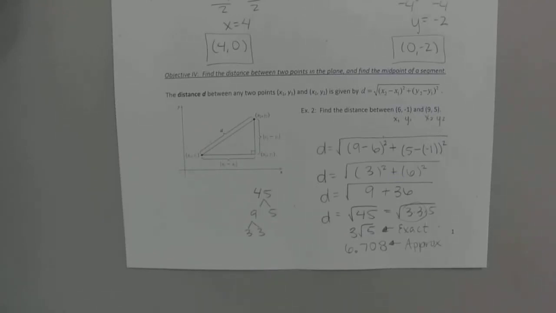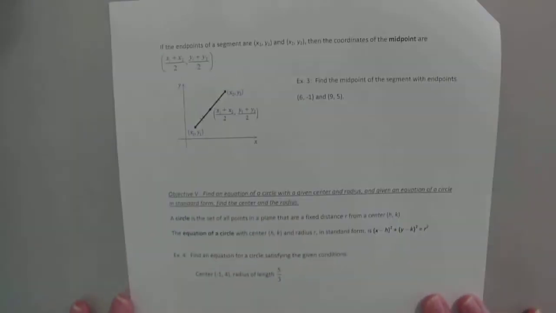Okay. So that is the distance formula. It's coming from that Pythagorean theorem, okay? That's where it's derived from. If there's no questions, let's go ahead and flip it to the top of page 2, if you haven't done so already.